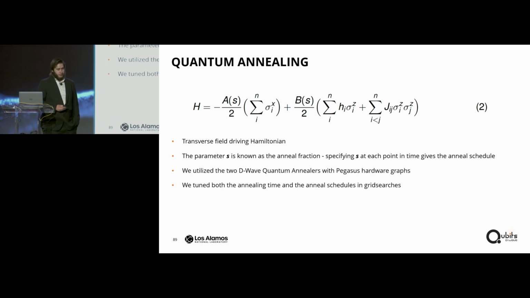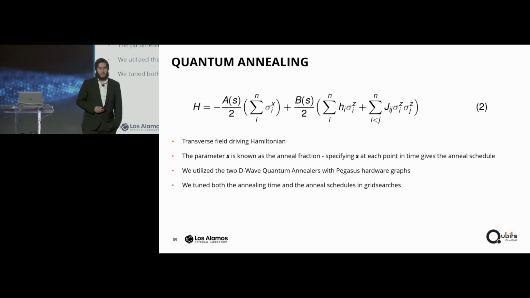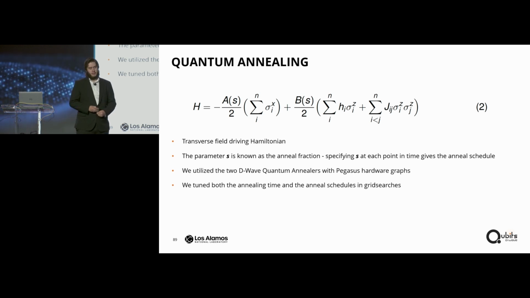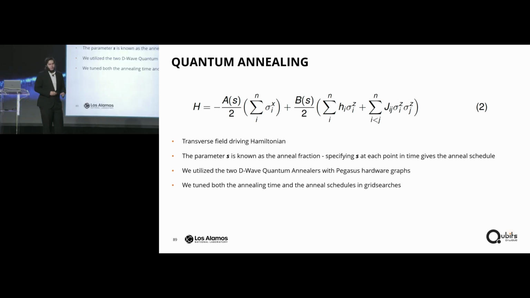Transverse field driving Hamiltonian. The parameter S in this equation is referred to as the anneal fraction. This kind of specifies at what point in the anneal you say, like what proportion of your transverse field Hamiltonian and your classical Ising model is encoded on the chip at that point in time. We use two different D-Wave quantum annealers.